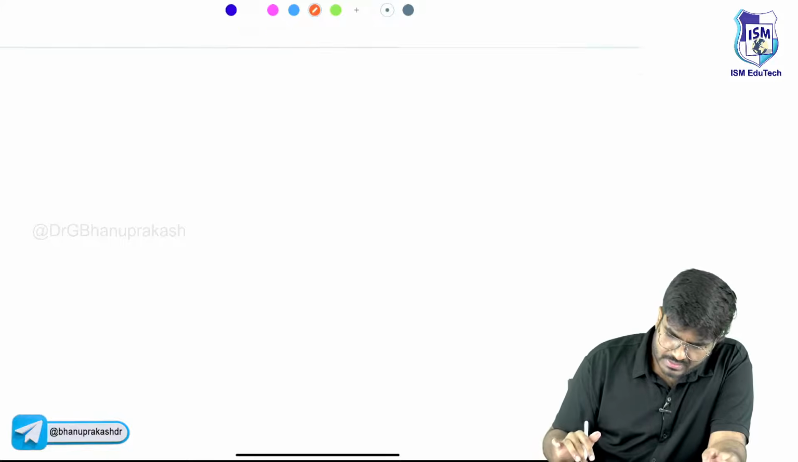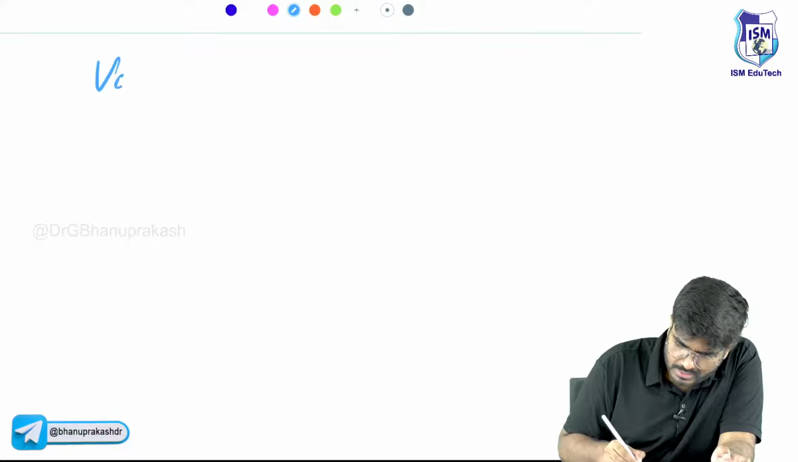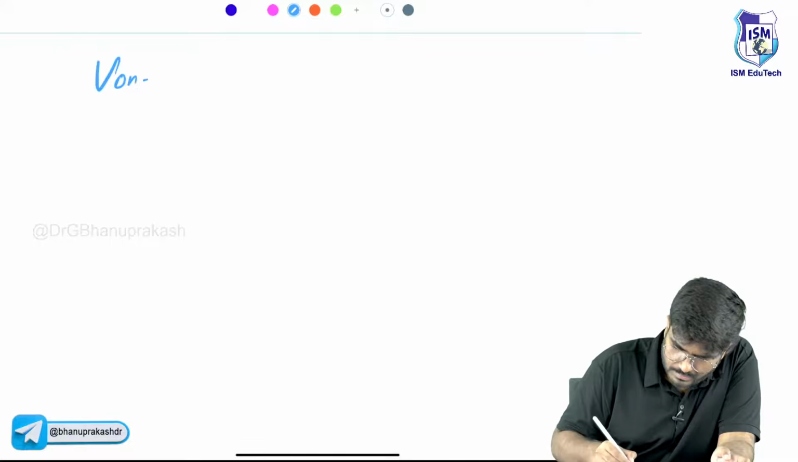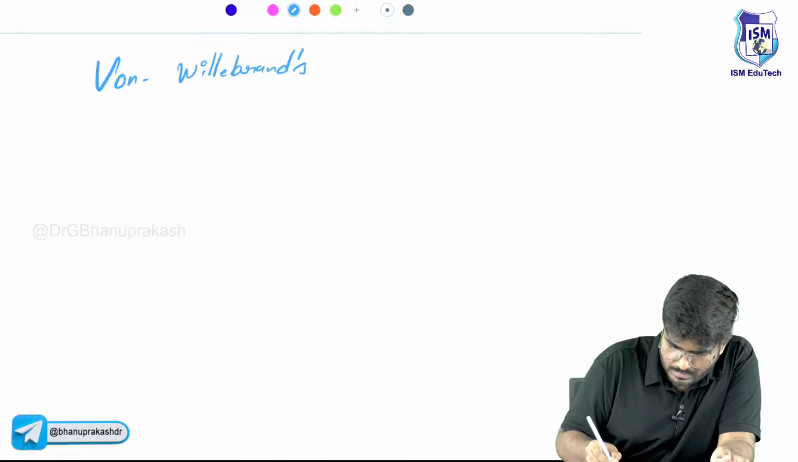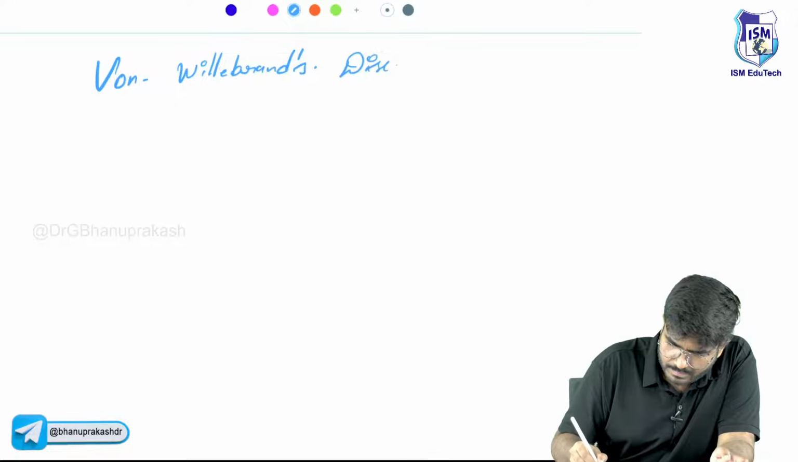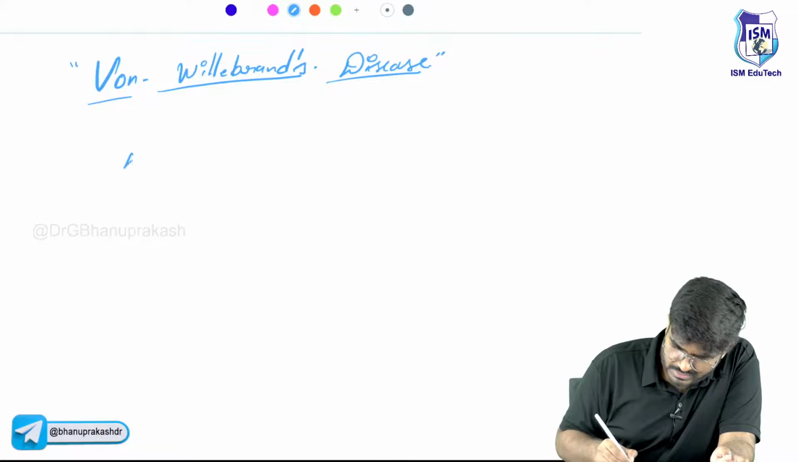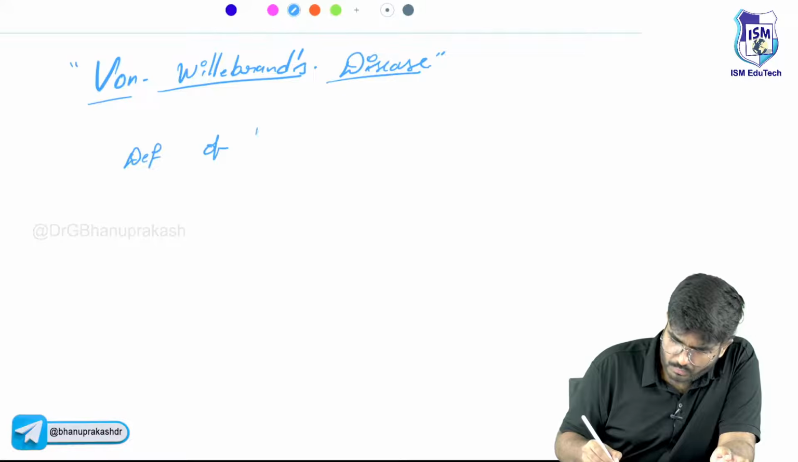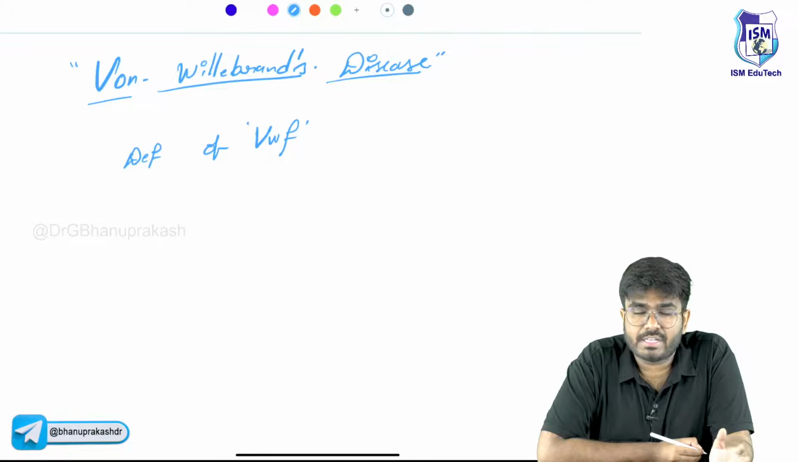After this, let's discuss Von Willebrand's disease. The third disease which I am going to discuss here is called Von Willebrand's disease. So what is this disease? There is deficiency of Von Willebrand's factor. Now you know Von Willebrand's factor is the one which is responsible for platelet adhesion.